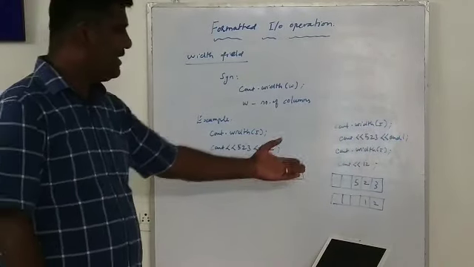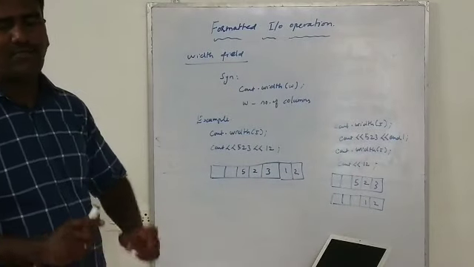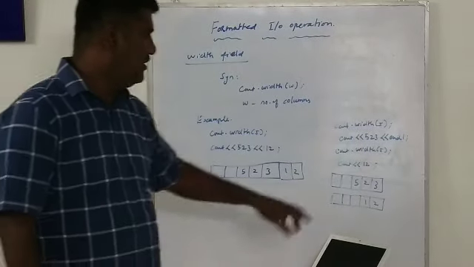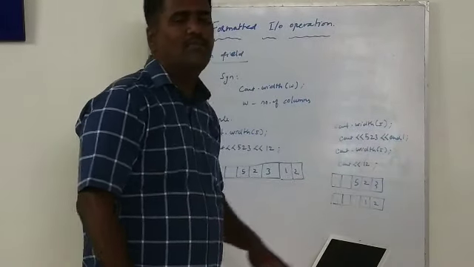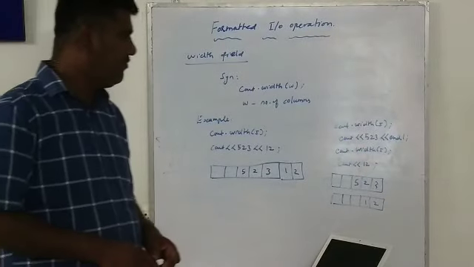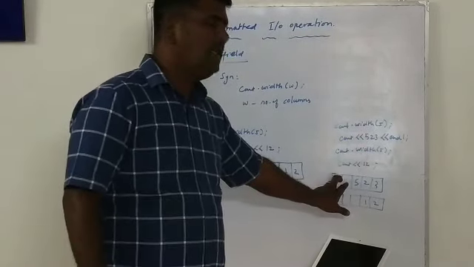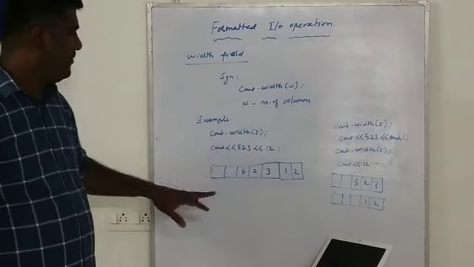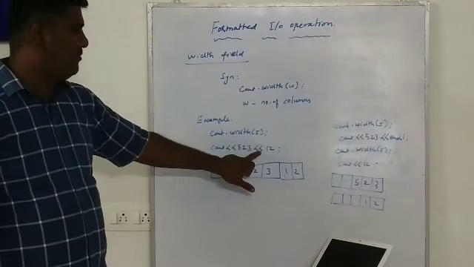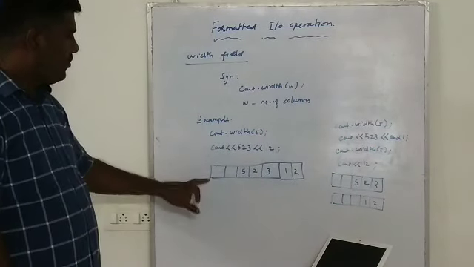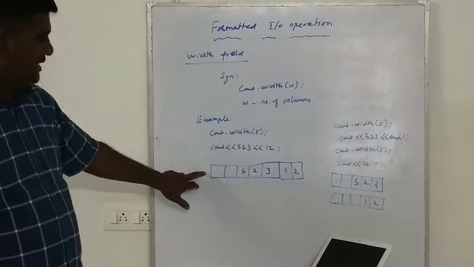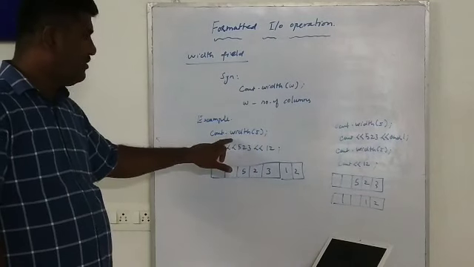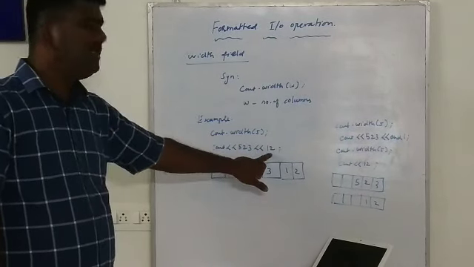Suppose we have only 3 characters and I specify the width as 5. First we fill the right portion, moving to the left. So of the 5, the first 3 columns will be occupied, and the remaining 2 are empty. Here we are using cout dot width 5, then cout 523, and at the same time we present 12. So the output is like this. Here we mentioned width 5, but the width 5 is not applicable to the 12.